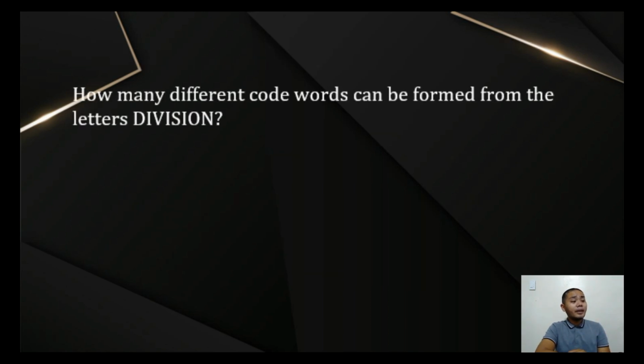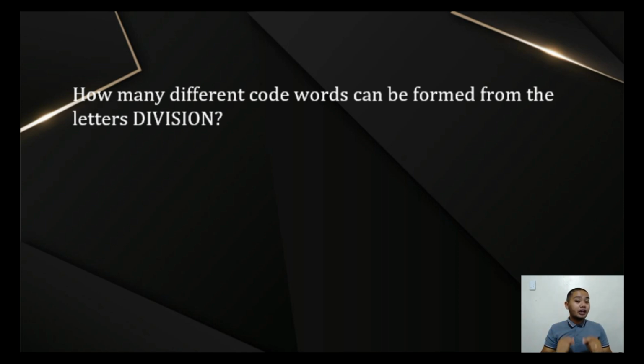Fifth question tayo. How many different code words can be formed from the letters DIVISION? So, kumbaga, itong question to, permutation with repetition, distinct permutation. Ang gagawin mo lang dito is, bilangin mo lang ilan yung letters dun sa word na division. D-I-V-I-S-I-O-N, 8. So, 8 factorial sa numerator.